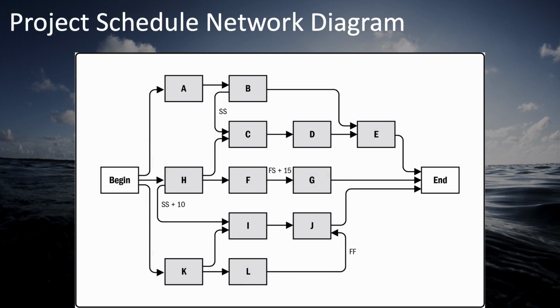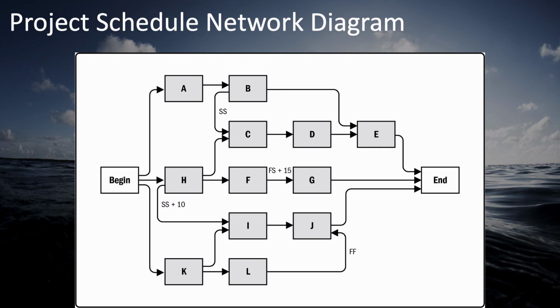Here's a simple illustration of a schedule network diagram. Each of these boxes, or nodes in this diagram, labeled A, B, C, and so forth, represents an activity. These activities are connected with arrows from beginning to end, which indicate the order in which these activities should be done. In this illustration, it shows that tasks A, H, and K can all begin right away at the beginning of the project, but that other tasks cannot begin until those tasks are underway.